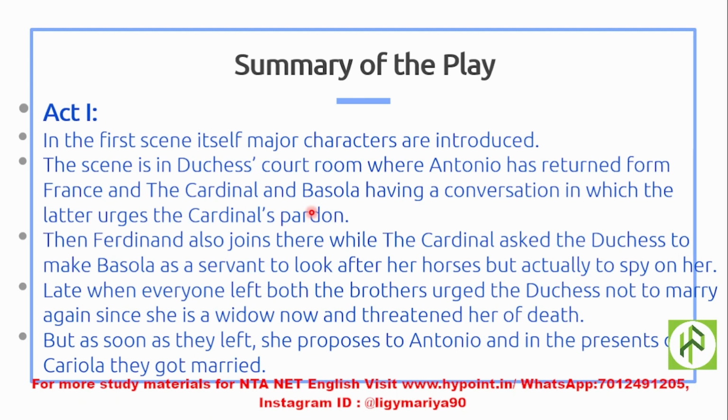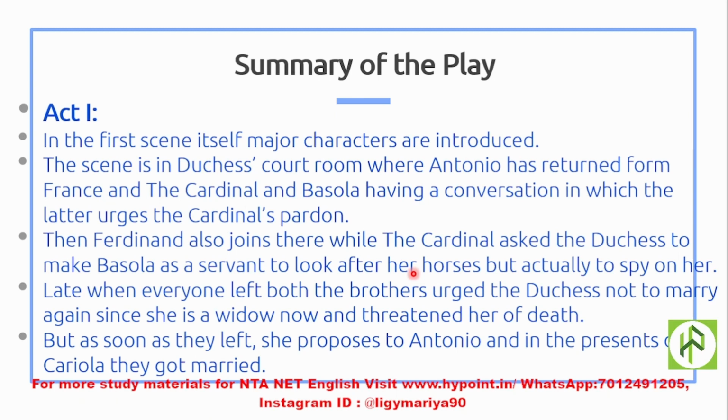See, Bazzola is a Machiavellian character who will do anything to have wealth, money, gold, and to climb the social ladder. In order to have power and money, he will do anything. So he is now acting as a spy for the Cardinal to watch over the Duchess. Then Antonio is also there, who has returned from France. Then Ferdinand also joins, while the Cardinal asks the Duchess to make Bazzola a servant to look after her horses, but actually to spy on her.